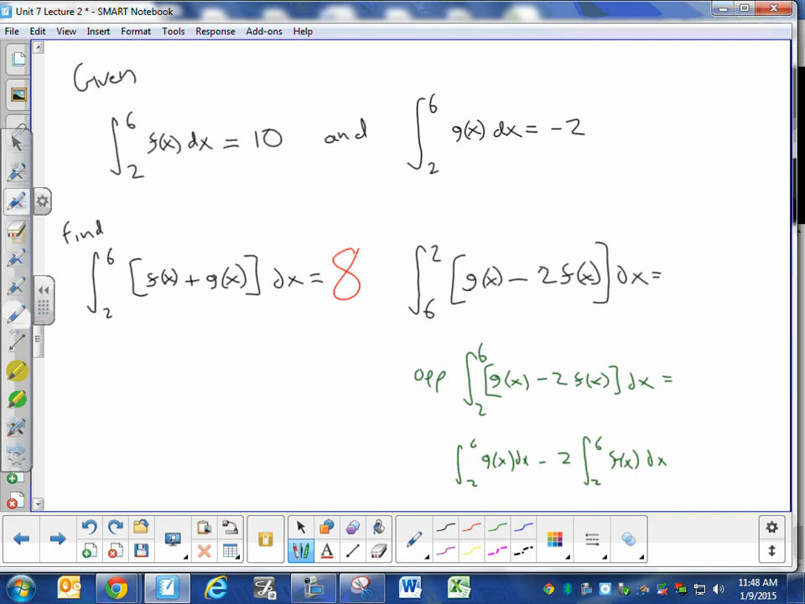The one on the left should be standard. The one on the right, the best way I can think of doing it is just to think of the opposite from 2 to 6. So I'm going to do the one from 2 to 6 first. I'm not going to take opposites as I go along. I'm just going to do 2 to 6 first. This is 10 minus 2 times 10.